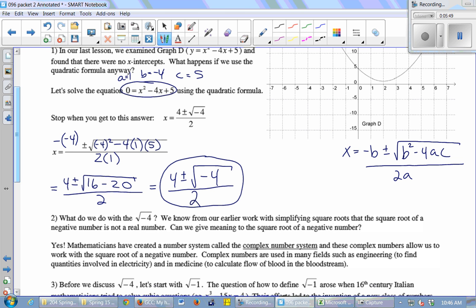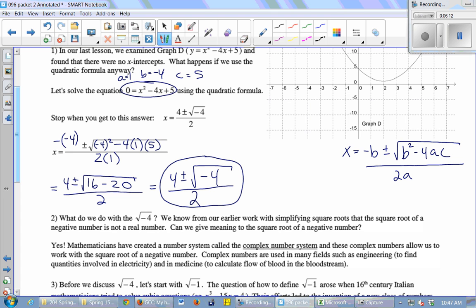Yes, Chantal. If you can, but you have to actually divide the 2 into both terms of the numerator. So I'm going to save that simplifying until after I simplify my radical. All right. So what is the square root of negative 4?